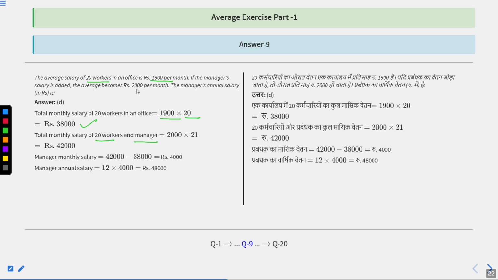It is given that the average is 2000 rupees per month. Now the total number of members becomes 21, clear? Because the total workers are 20 and one manager is added, so it becomes 21. When we calculate it, we get 42,000 rupees. So the manager's monthly salary will be 42,000 minus 38,000, which is 4,000 rupees. So what will be the manager's annual salary? We multiply by 12 and get 48,000 rupees. So D is the correct answer. Next one.